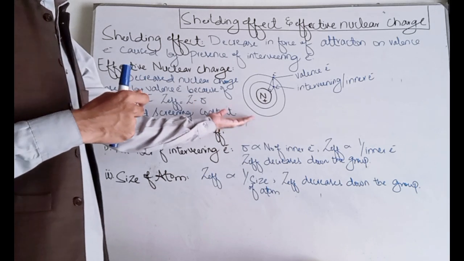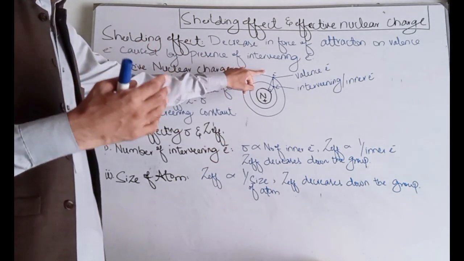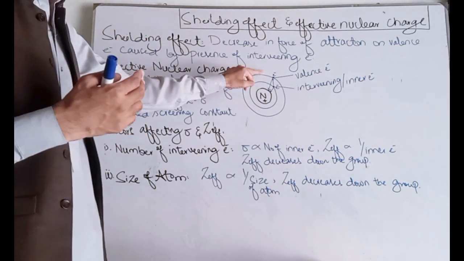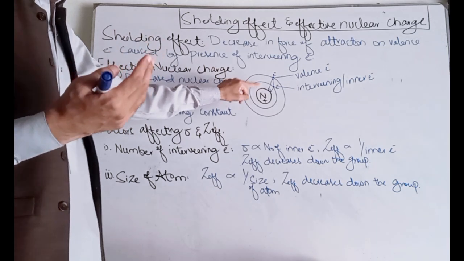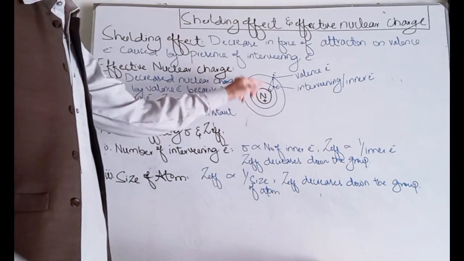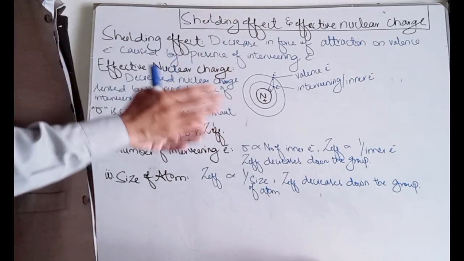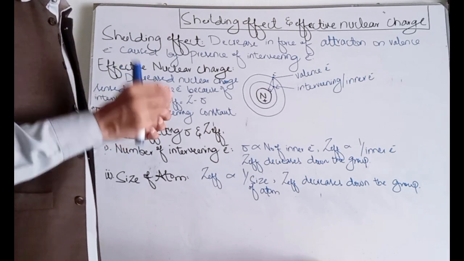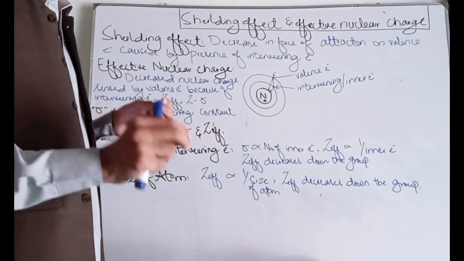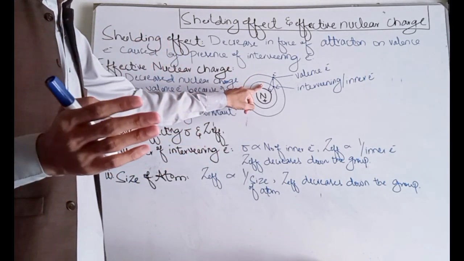So here is the picture that is shown in front of you. The electrons that are found in the last shell of the atom are known as the valence electrons, and those found in the inner shells of the atom, there may be one shell, there may be two shells, there may be a number of shells, but all those electrons that are present in the inner shells of the atom, inner to the valence shell, are known as the intervening electrons. And keep in mind that the shielding effect operates on the valence electron, but it is caused by the intervening electron.